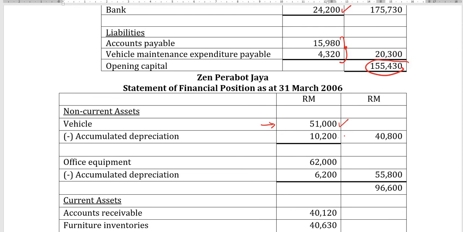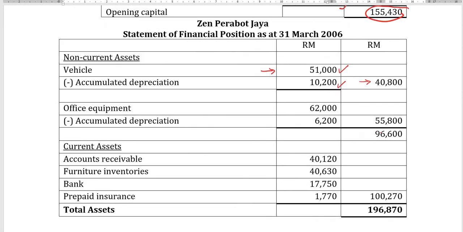Depreciation tahun tu ialah 10,200. So actually vehicle saya RM40,800. And office equipment asalnya 62. The accumulated depreciation is 6,200. 62 ni ialah 42,000 plus 20,000 tadi.